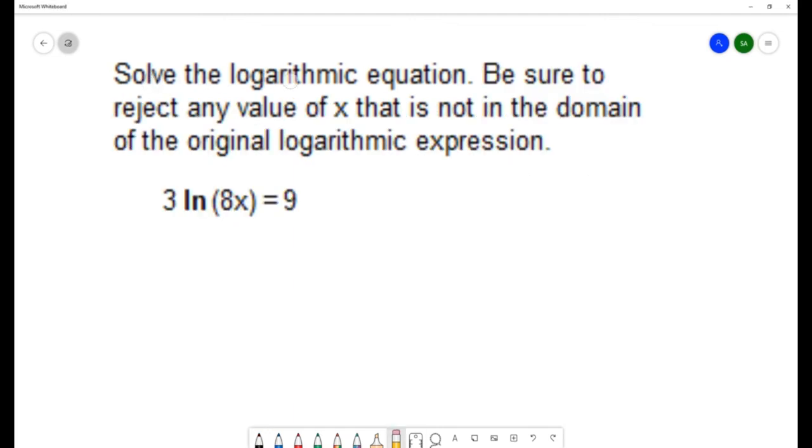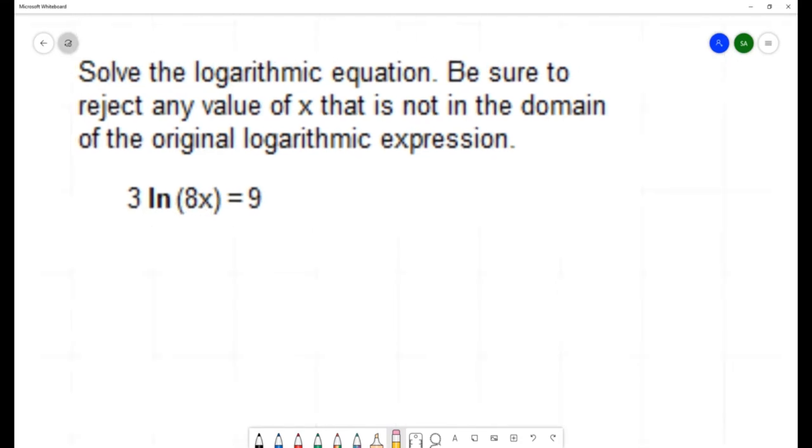We're going to solve the logarithmic equation and be sure to reject any value of x that is not in the domain of the original logarithmic expression. The equation that we're working with on this one is 3 ln of 8x equals 9. So we notice that we only have a log on one side of the equation, and so we're going to use that method of converting to an exponential.